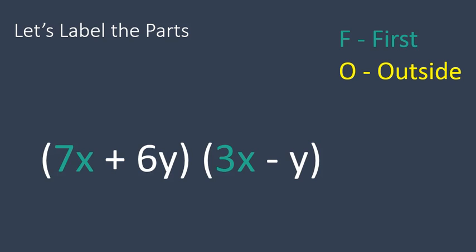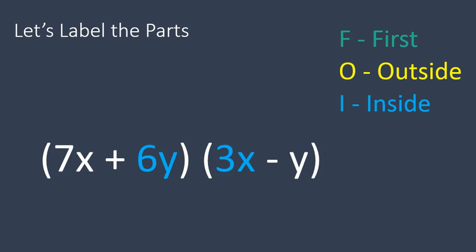The outside terms are the terms on the far outside. It's the first term in the first set and the last term in the second set. So they're on the far outside of the parentheses. You can see there that if you look at this entire multiplication question, it's clearly on the far outsides.